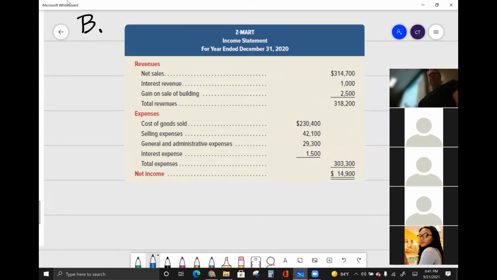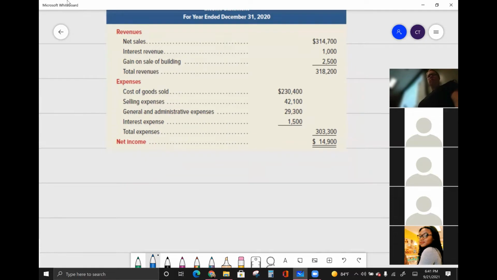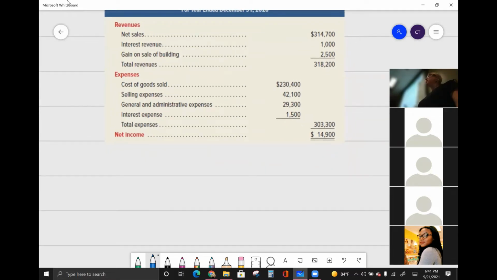It's just showing me my net sales. And then I have total revenue. I have my expenses listed out. Cost of goods sold is now part of my expenses. It's not listed separately. And I include my operating expenses with it, so the end is net income.